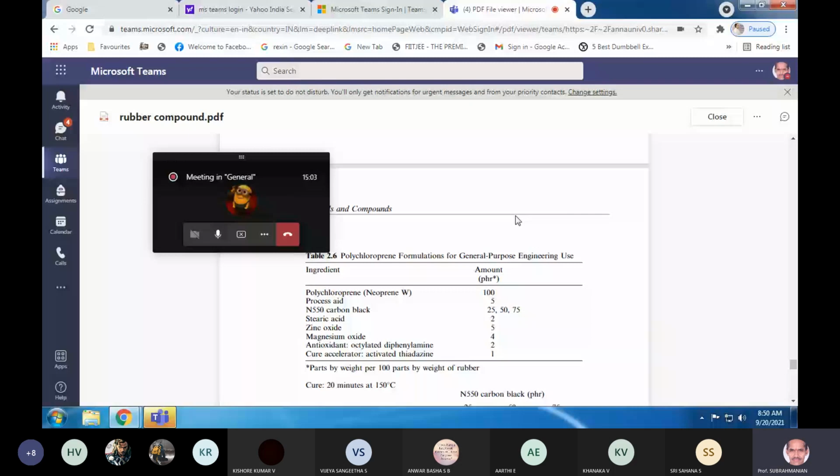And since it contains the uncross-linked chlorine in the main chain, it adds to the polarity, so it can give you moderate solvent resistance and grease resistance. So that is the third speciality. The fourth speciality is the chlorine that is present. It can control the flammability of the backbone.